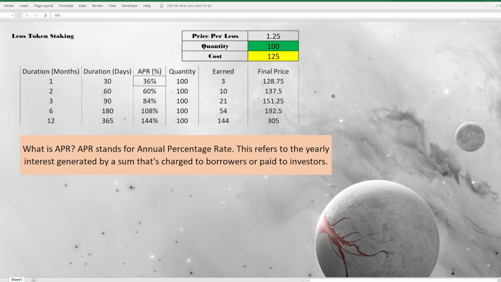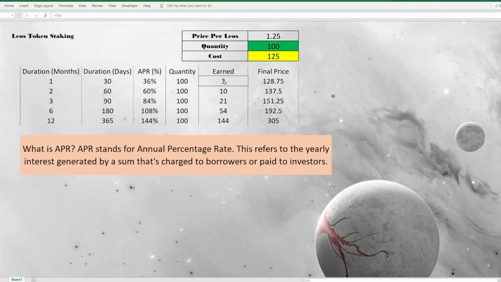And then from the website, the current APR for 30 days, like I think I said earlier, is 36%, 60 days is 60%, 90 days is 84%, 180 days is 108%, and then finally 365 days is 144%. So the price doesn't make a difference on the amount earned. It's the actual quantity that you stake. So just be aware of that. I think you probably all know. No matter what, at 100 quantity, it doesn't matter what the price is, whether it's 2 cents or $10,000, you'll always earn 3 Leos token per month at 36% APR.